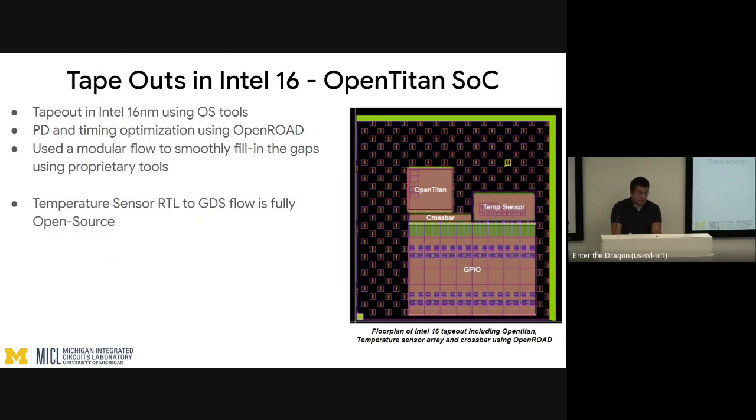The other tape out we did recently, last November while doing the other tape outs, is the Intel 16 one. It's another OpenTitan SoC version which we built from scratch this time because we wanted to make sure everything is right. So we made this OpenTitan SoC, a crossbar, and an array of temp sensors, which are actually using an end-to-end open source flow except the PEX extraction, which is one of the missing points here.